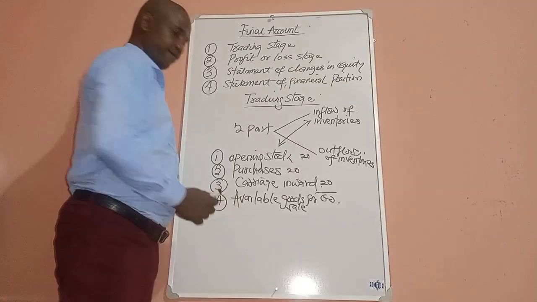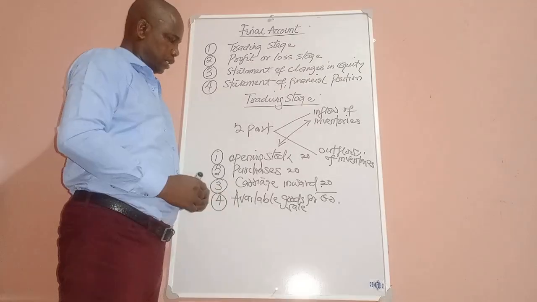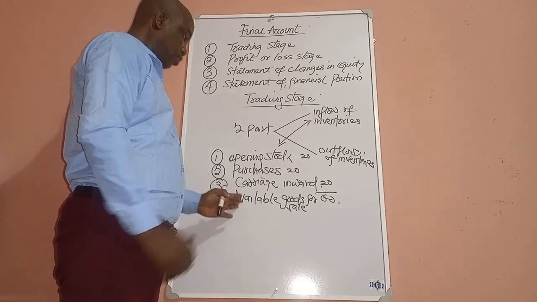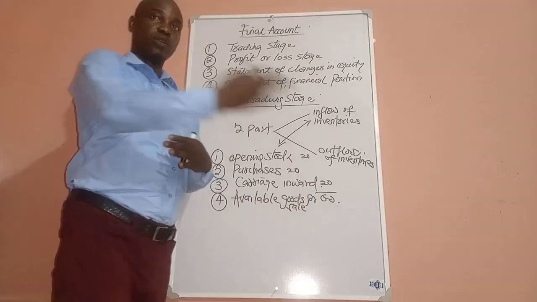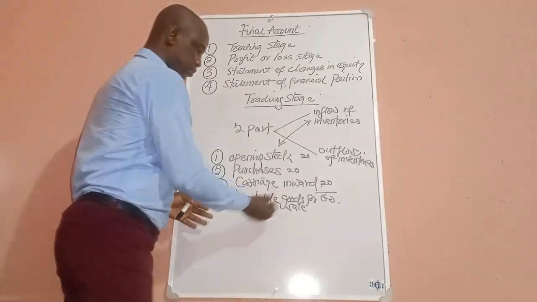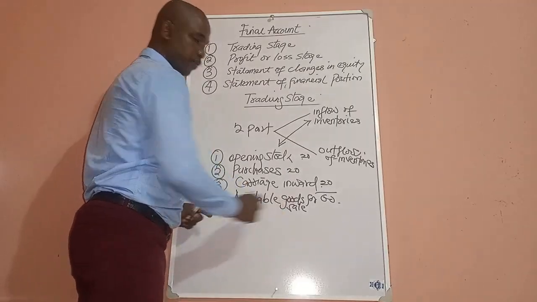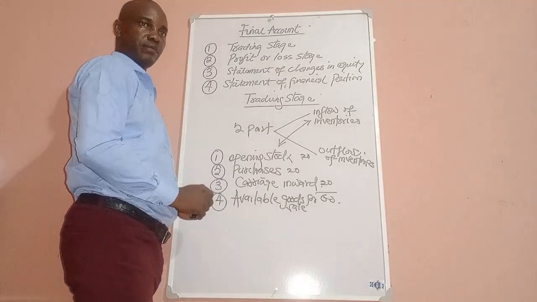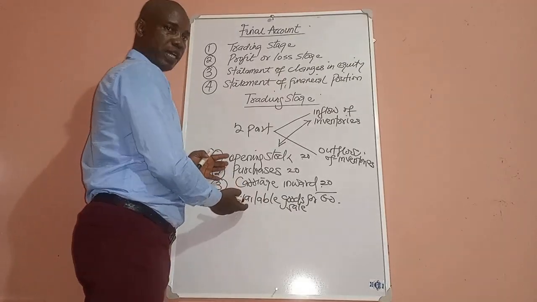Now, at this point, you can only call this available goods for sale if you don't have returns outward. But if you have returns outward, you have to deduct returns outward before you get these available goods for sale. But I'm doing this on the basis that we don't have returns outward.